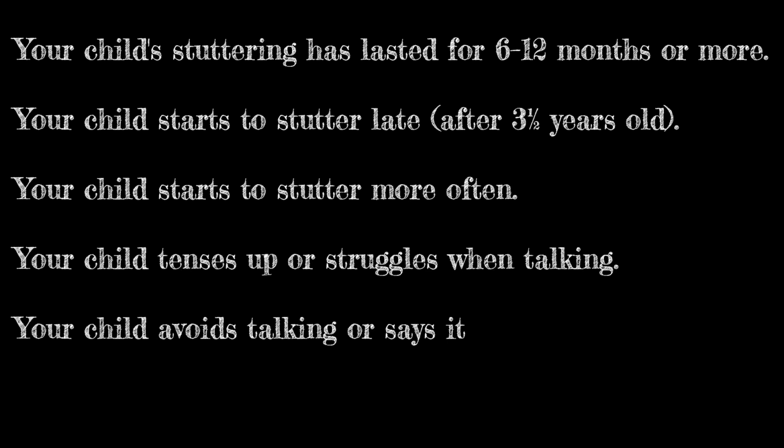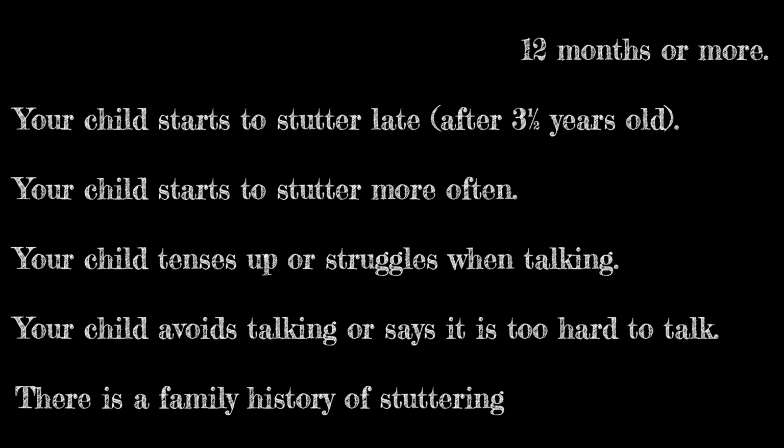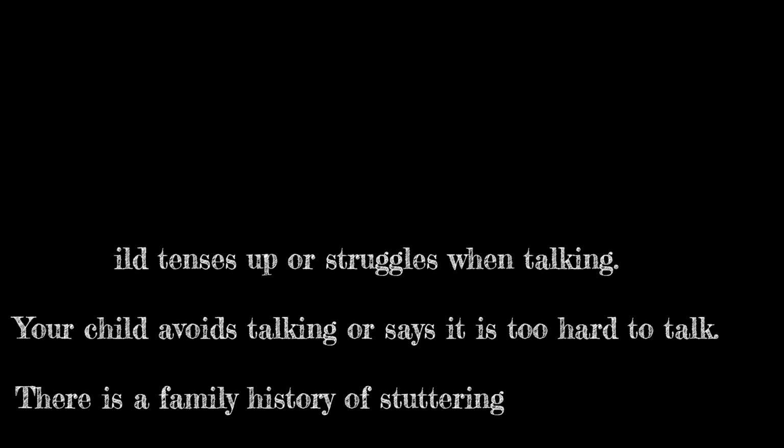Your child's stuttering has lasted for 6 to 12 months or more. Your child starts to stutter late, after 3.5 years old. Your child starts to stutter more often. Your child tenses up or struggles when talking. Your child avoids talking or says it is too hard to talk. Or there is family history of stuttering.